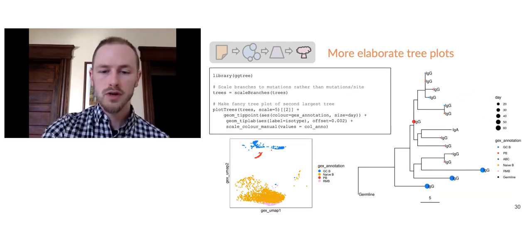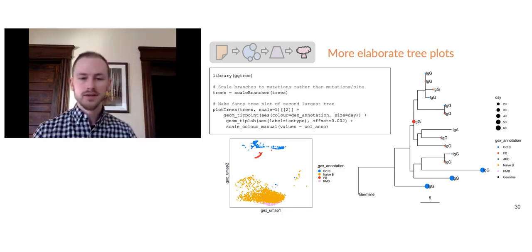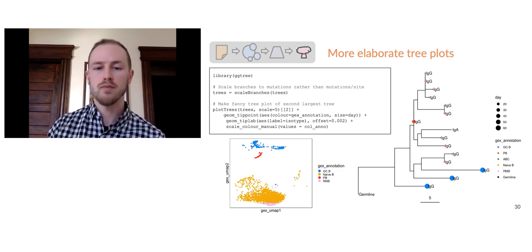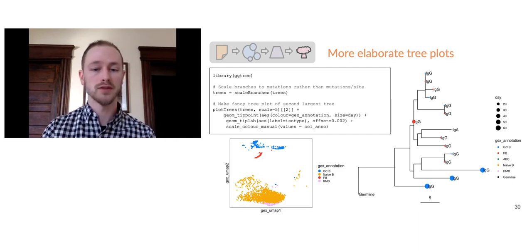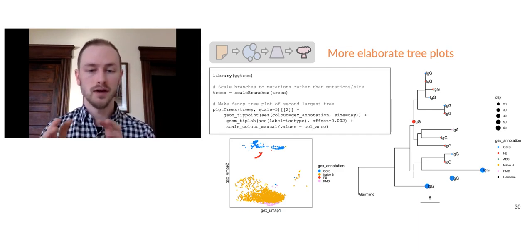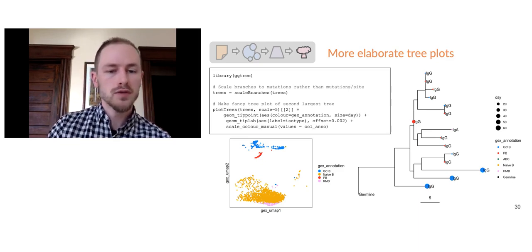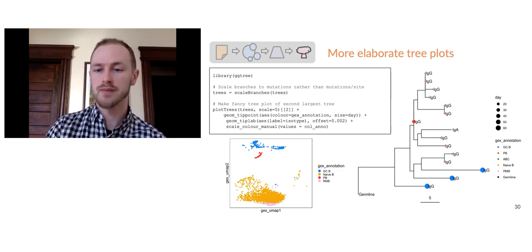Now, what I just showed is a set of fairly simple plots. In reality, publication quality figures are usually much more elaborate and require a bit of fine-tuning. Fortunately, it's easy to modify our plots once they're generated by using functions from ggtree and ggplot. So for instance, here we plot the second largest tree in our data set, and we're going to make a few changes from the previous plot.